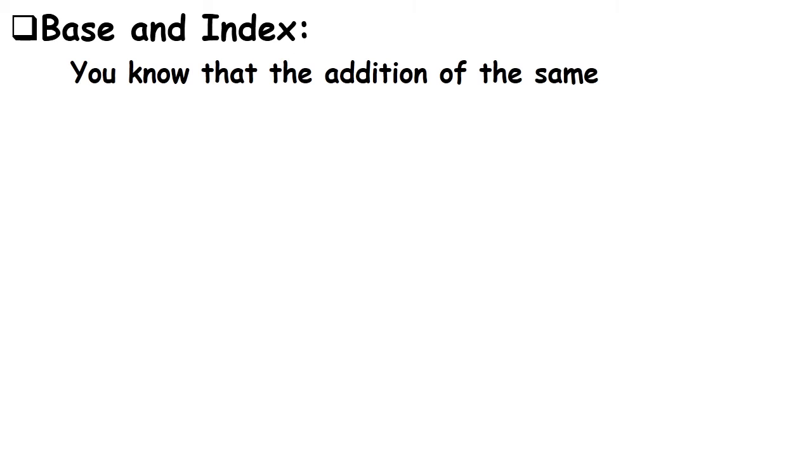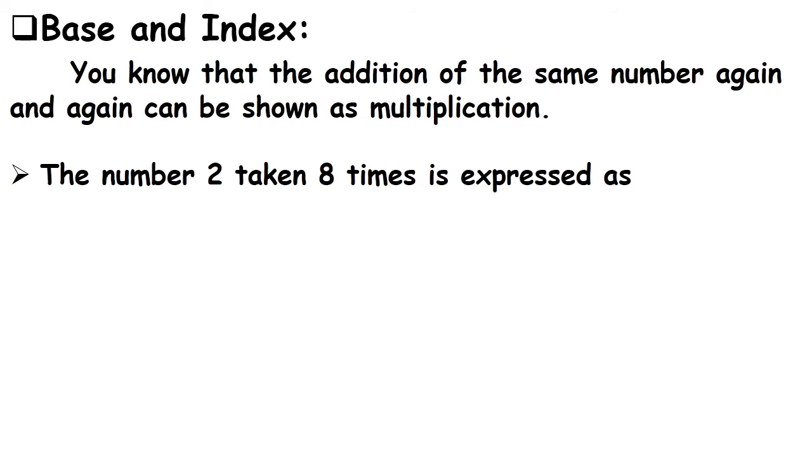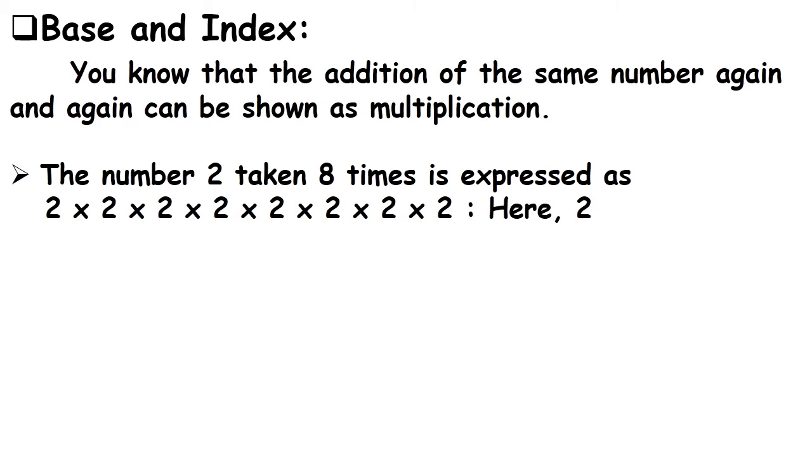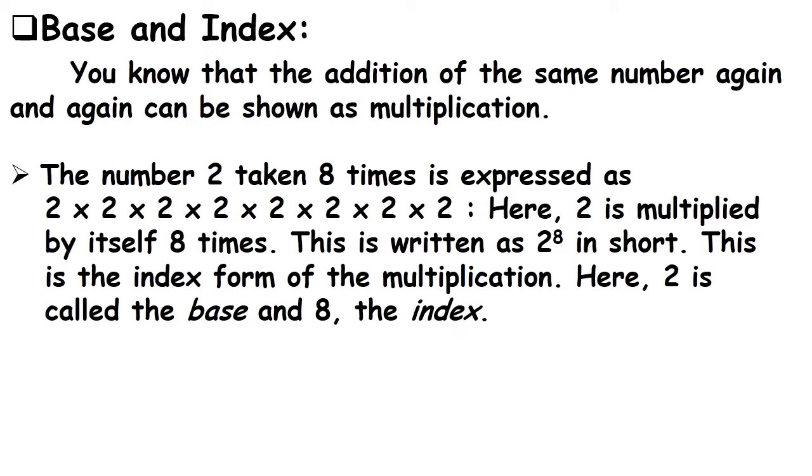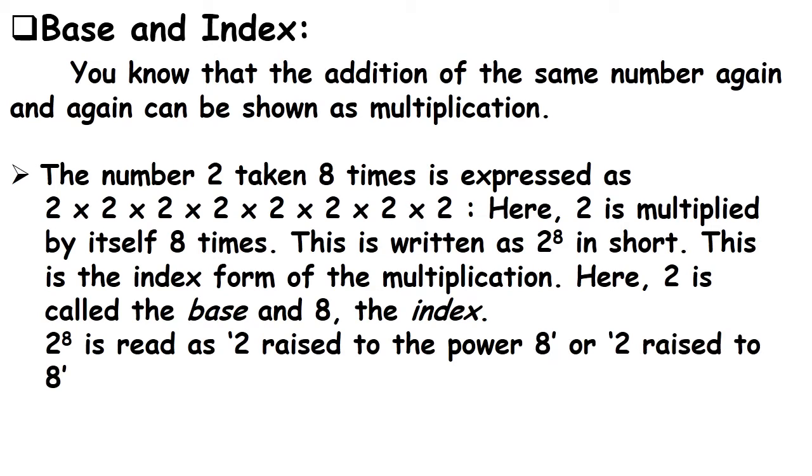Let us now study about base and index. You know that the addition of the same number again and again can be shown as multiplication. For example, when we say 2 plus 2, we can write it as 2 multiplied by 2. Or when we say 2 plus 2 plus 2, we can say that as 2 multiplied by 3. It means that 2 is added 3 times.